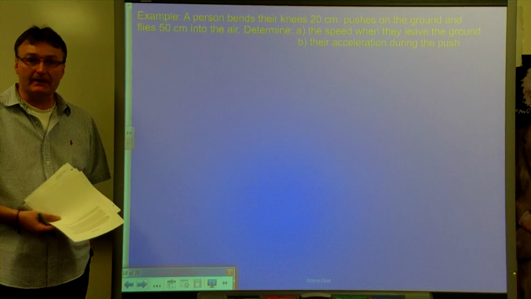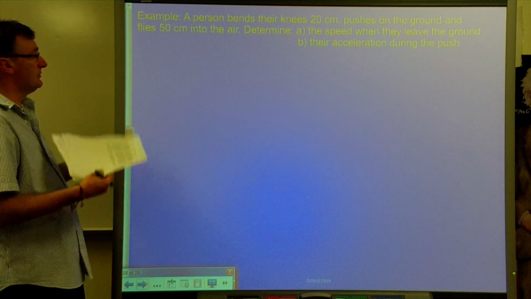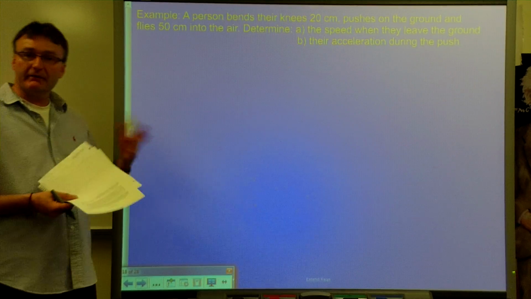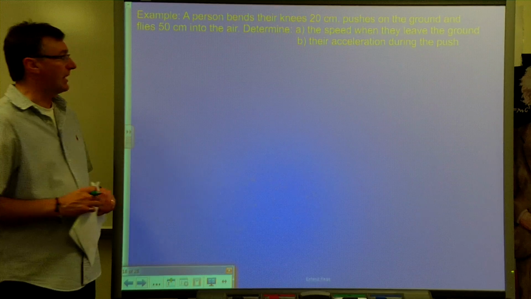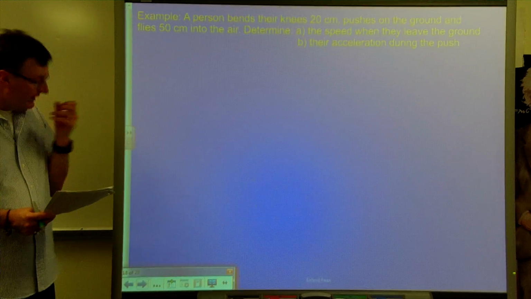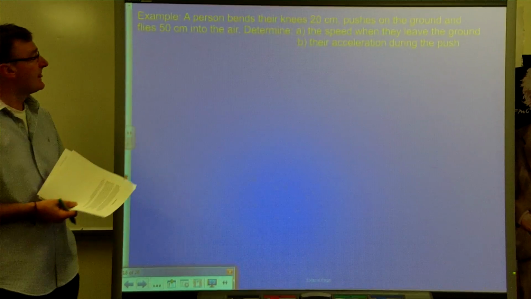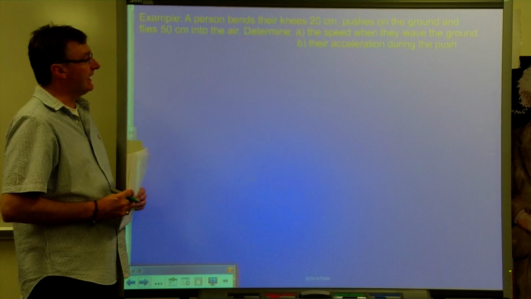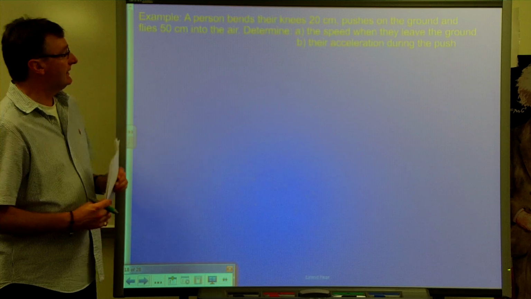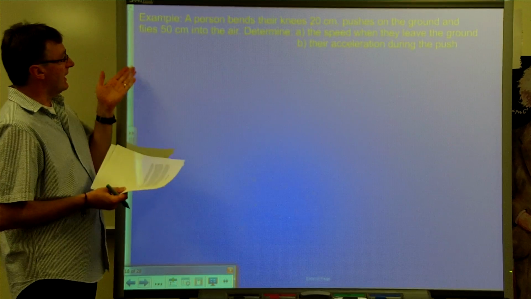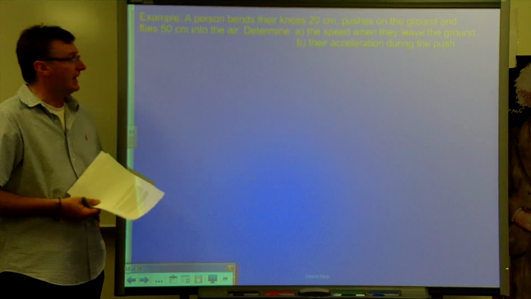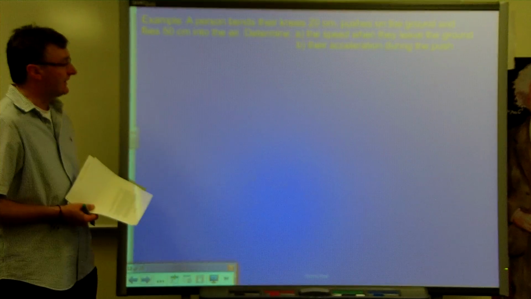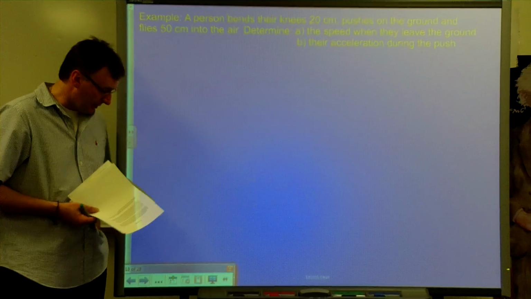Now let's look at an example of where we would use this kind of information. This is a bit of a tricky kind of problem, so that's why I'm going to do this on the video for you at this time. What we have is a person who bends their knees 20 centimeters and pushes on the ground, and then they push off the ground and fly 50 centimeters into the air. What we want to know is the speed at which they leave the ground, and they're accelerating during the push-off phase.